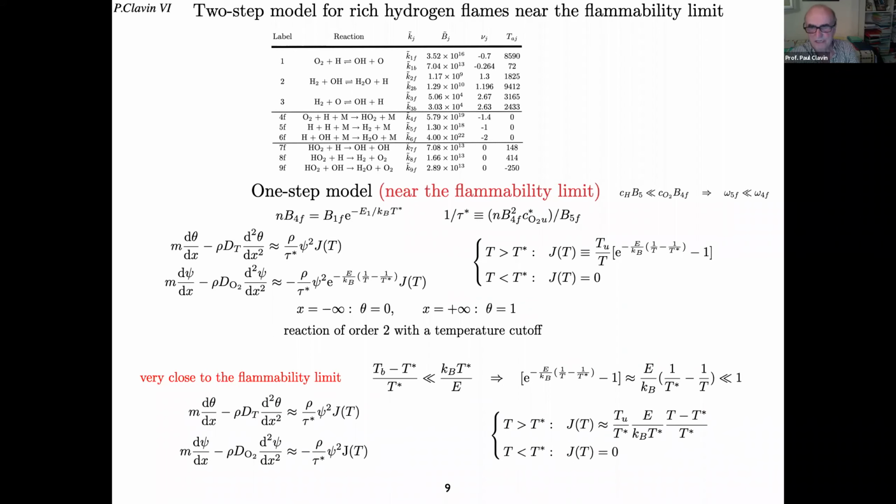You have this, and now your problem is reduced to a one-step model of flame with a reaction rate whose temperature dependence is simply a linear function of the difference of the temperature with the crossover temperature. This is valid above and below the crossover temperature. This should be 0.